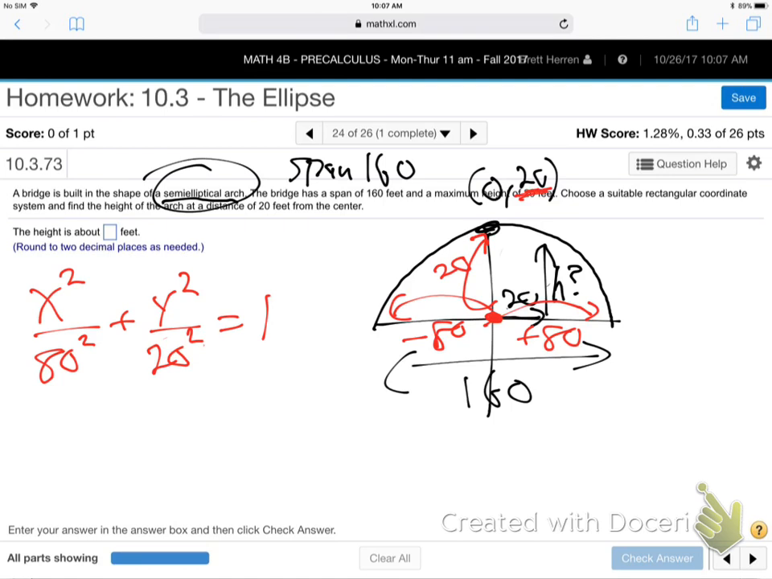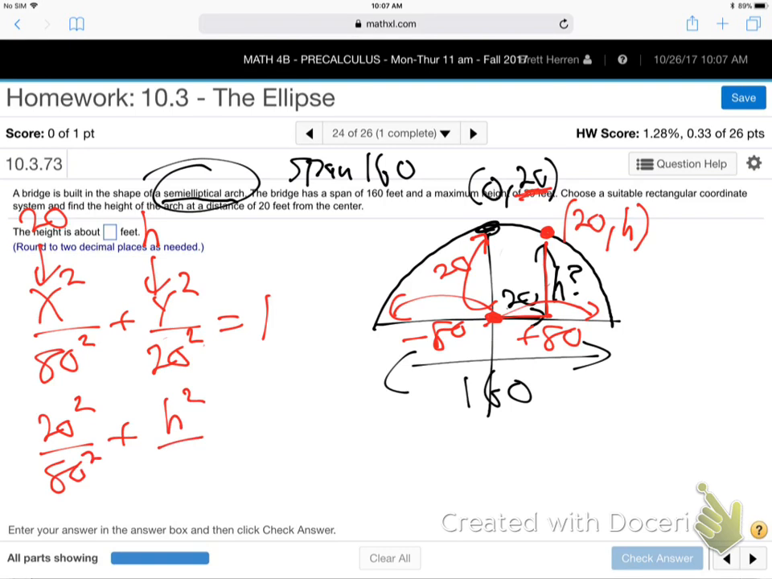Okay, now, what do I do to answer the question? Well, I'm really wanting to find that point on the ellipse, which is over 20 up h. Does that make sense? See that from the center, that point is over 20 up h, isn't it? That's the coordinates of that dot. So if I plug in 20 for x, right here, and I plug in h for y, I can solve for that height. So 20 squared over 80 squared plus h squared over 20 squared equals 1. Does that make sense?